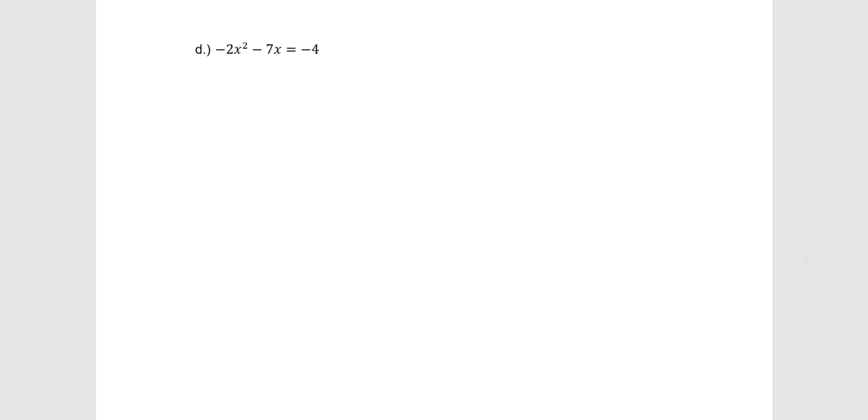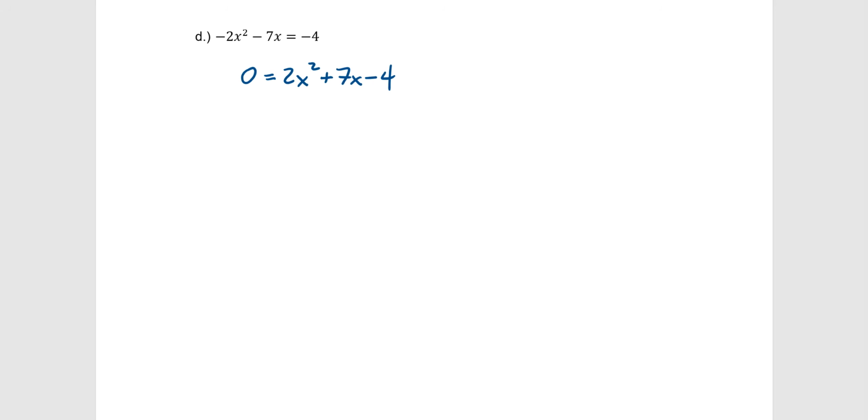For this next one, we have negative 2x squared minus 7x equals negative 4. So for this one, a nice little trick to keep in mind is it tends to be a little bit easier if this x squared term is positive. So to make that positive, let's get these two terms over on the right. So to do that, we're going to have to add 2x squared to both sides, and we have to add 7x to both sides. So that's going to give us a 0 on the left-hand side. So it's 0 equals 2x squared plus 7x minus 4.